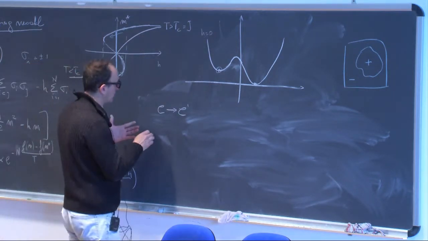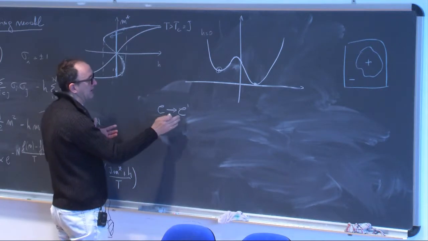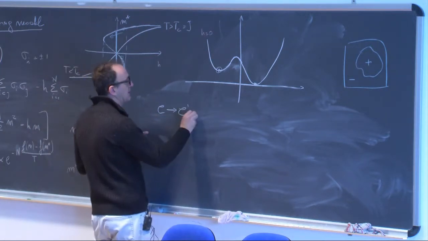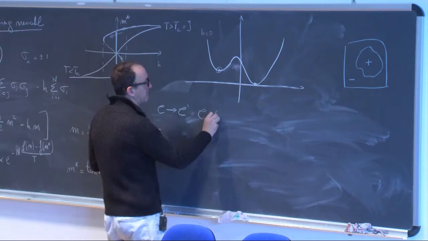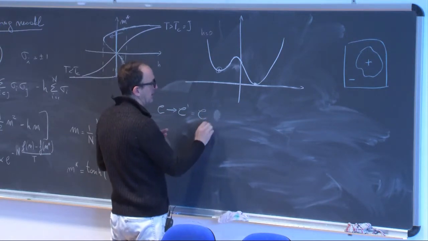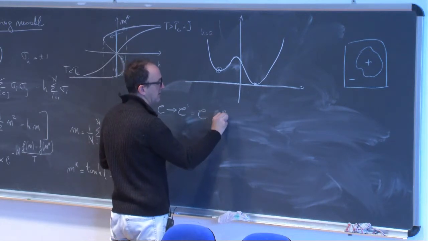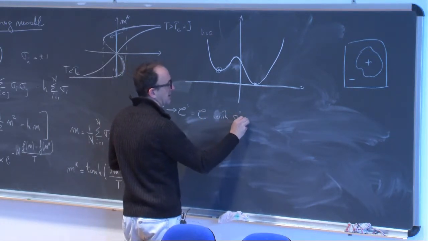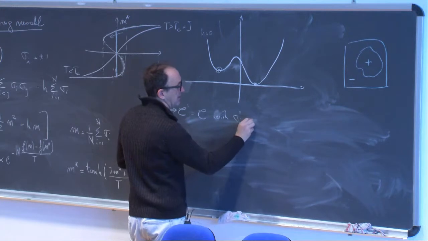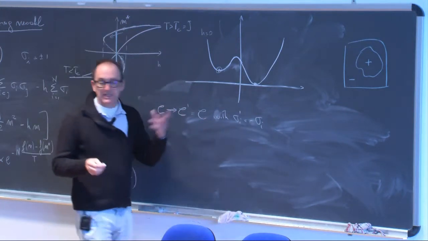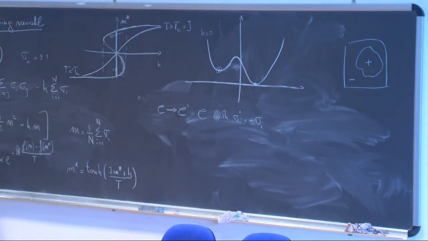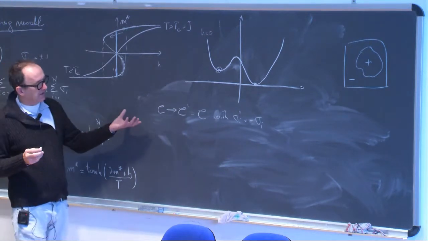And so you have a change from a configuration C to a configuration C prime, which is equal to C, but with a particular spin which is flipped. Okay. Now the question is how much time?